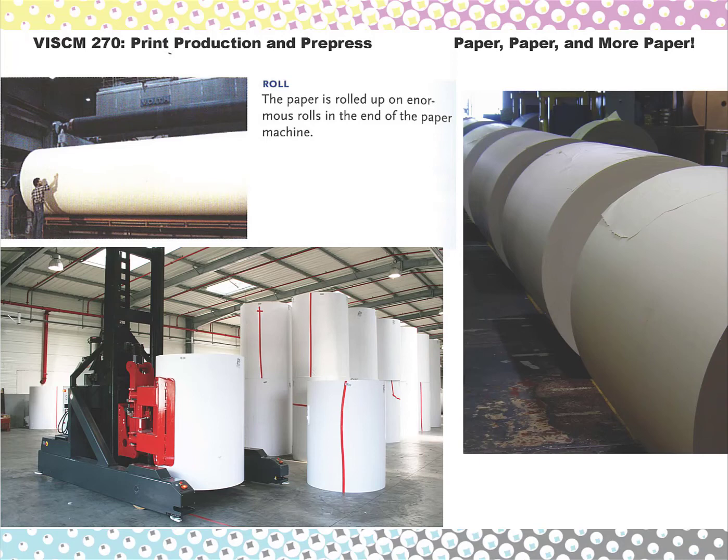Or the roll can be put onto what's called a sheeter, which is just a machine that takes the roll and cuts it up into sheets. It cuts it into standard sheet sizes. And then you take those sheets and feed them into a sheet-fed press.